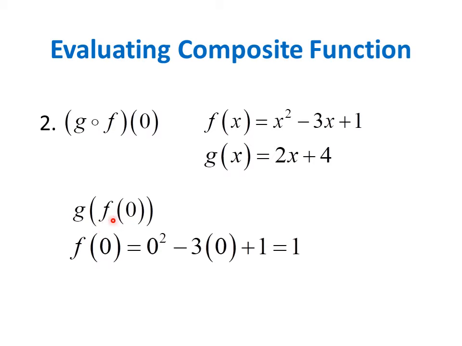Again, f of 0 is 1, so this composite function becomes g of 1. To evaluate the outer function g of 1, we simply substitute 1 into the x of g of x. For g of x, we have 2x plus 4. Therefore, we have 2 times x, and x becomes 1, so 2 times 1 plus 4. If we simplify this expression, we have 2 plus 4, that is 6.